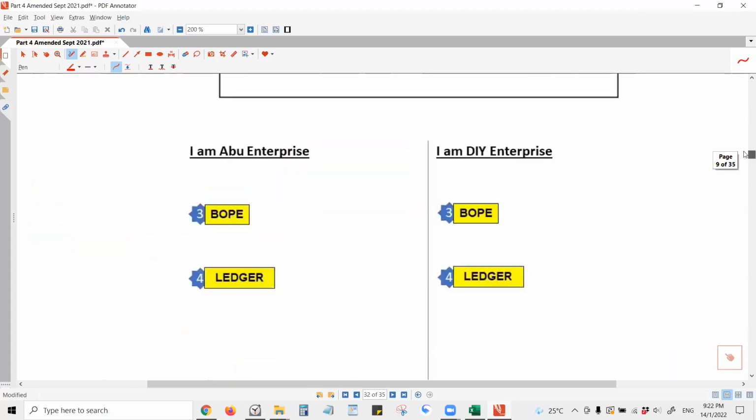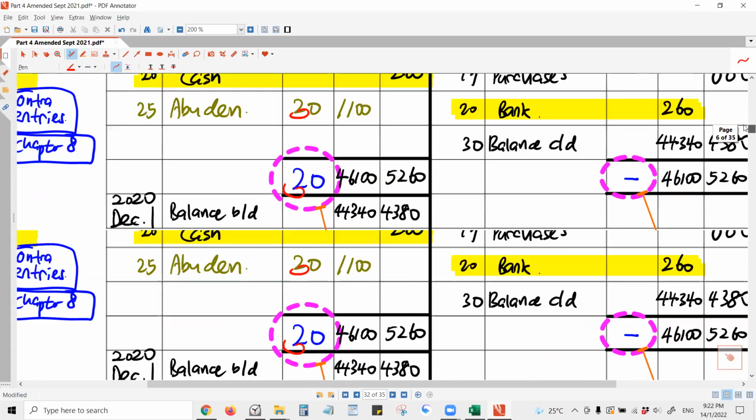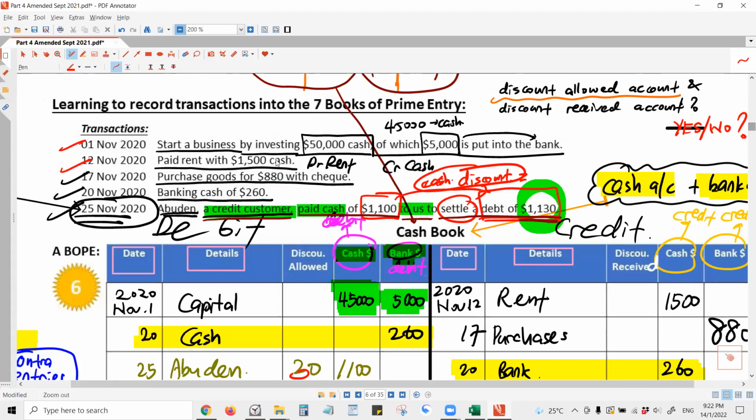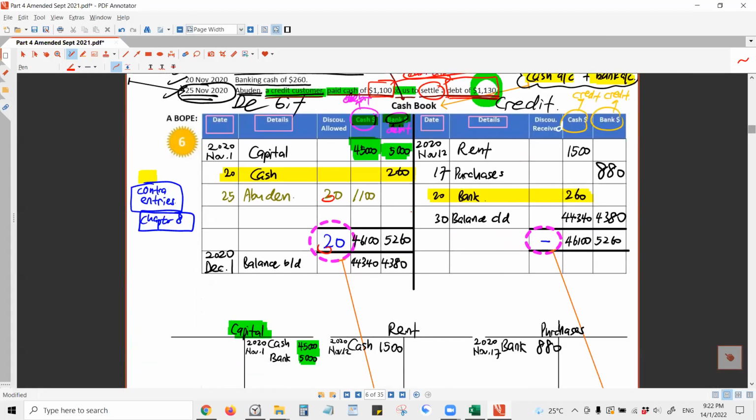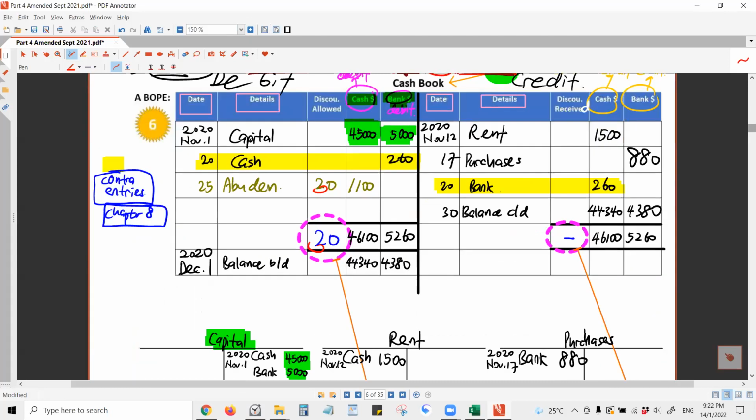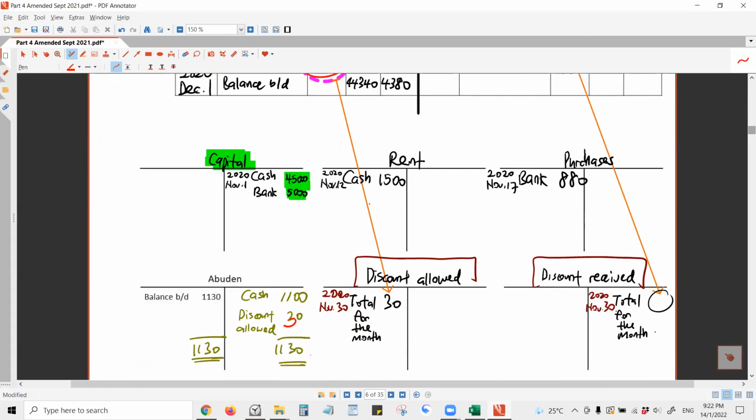You can see the notes, right? You can see the notes. Unless you did this question trying to test yourself whether you still remember or not. So discount allowed total posted to where? Posted to the discount allowed account debit side. So answer is A.